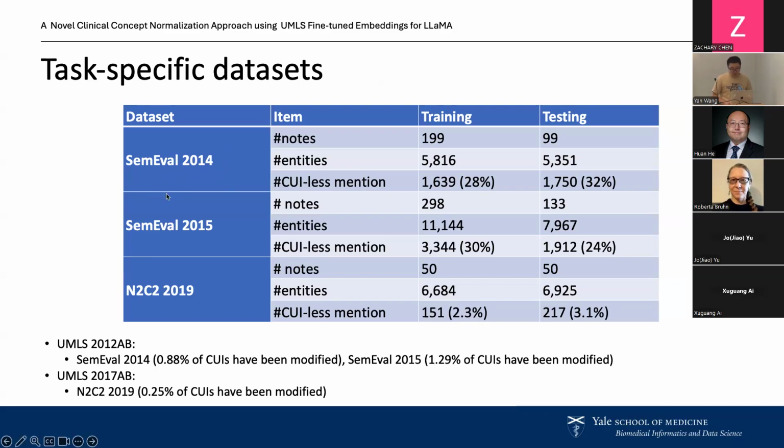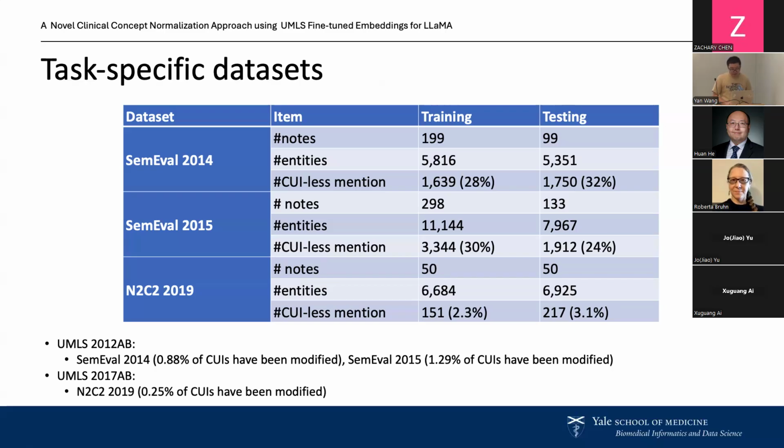Additionally, the annotated CUIs in SemEval 2014 and 2015 are derived from the SNOMED subset of the UMLS 2012AB version, while the N2C2 data set uses the CUIs from the SNOMED and RxNorm subsets of the UMLS 2017AB version. In contrast, we use the UMLS 2023 version to construct our database.